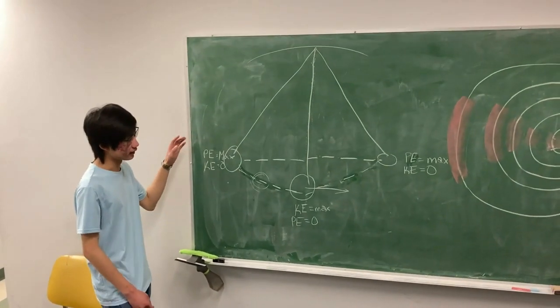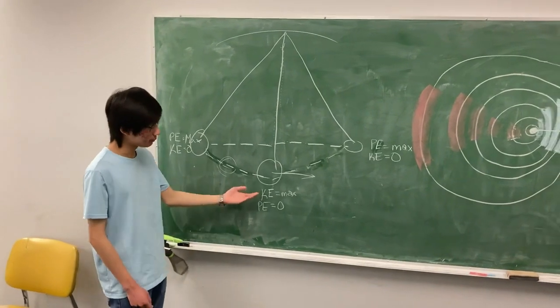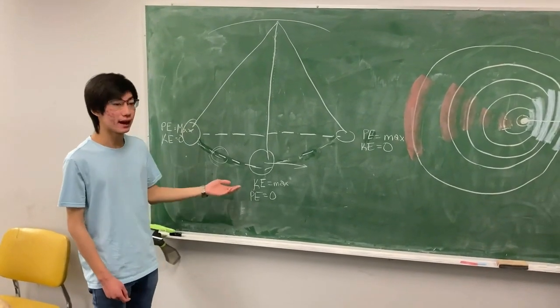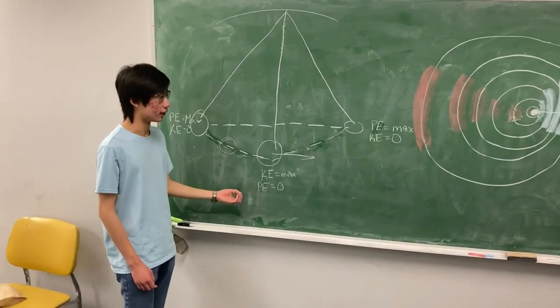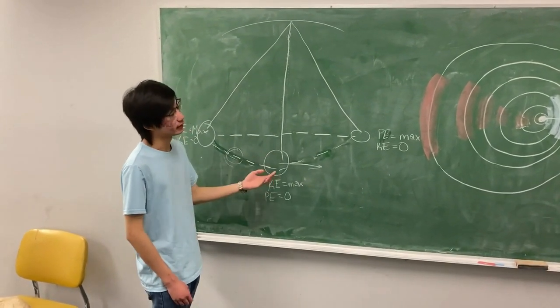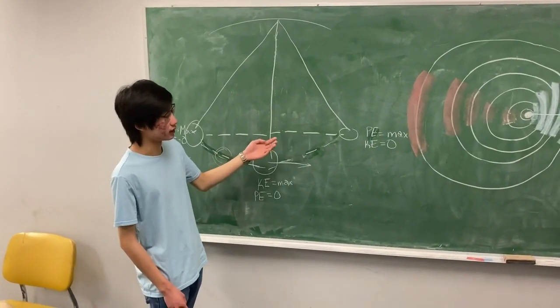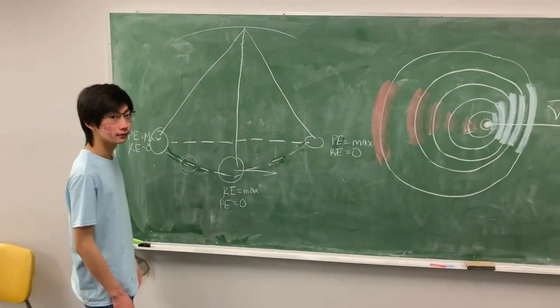When you release the pendulum and it swings down, the potential energy is converted into kinetic energy. At the bottom of the pendulum here, kinetic energy is at its max, whereas potential energy is at zero. But as the pendulum continues to swing up, the kinetic energy is converted back into potential energy, resulting in the potential energy returning to its max, whereas the kinetic energy returns to zero.